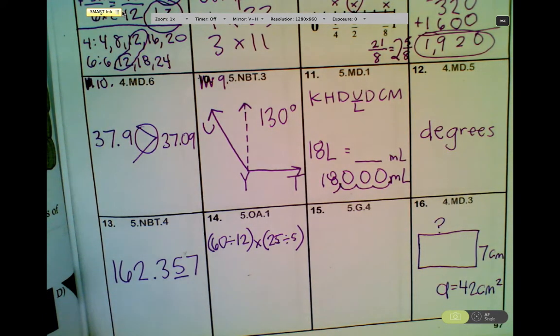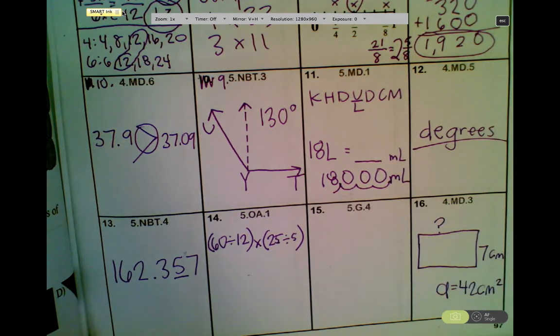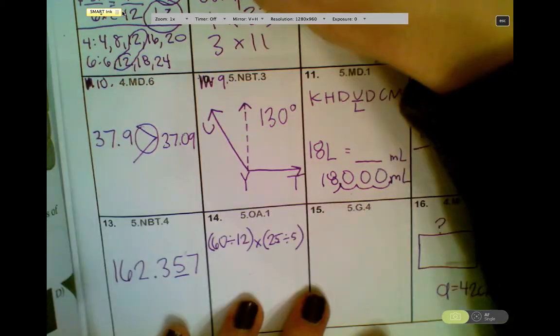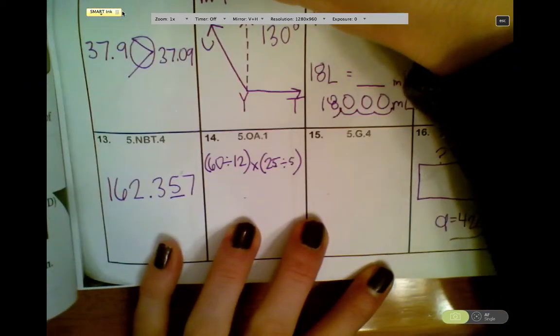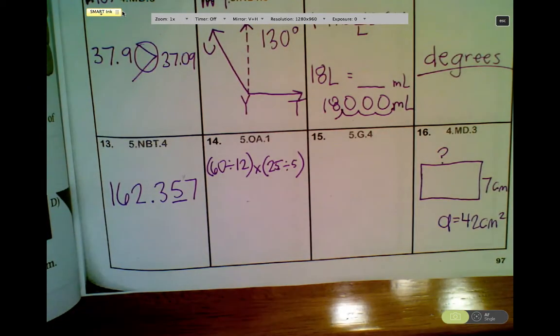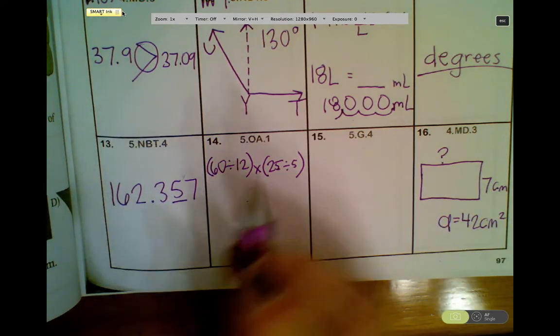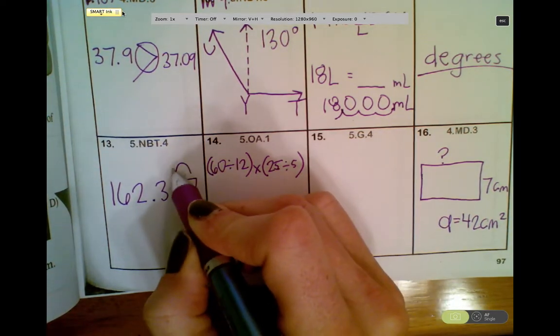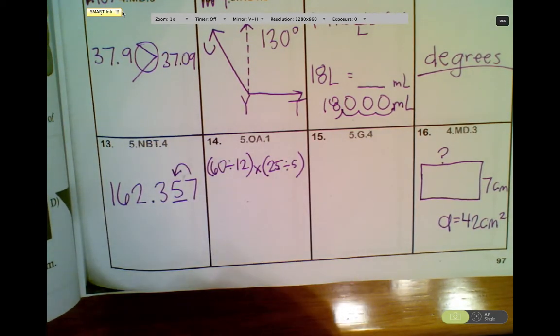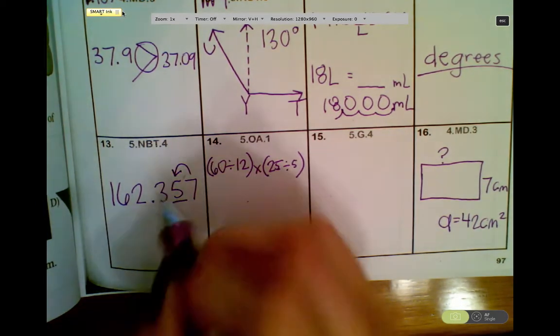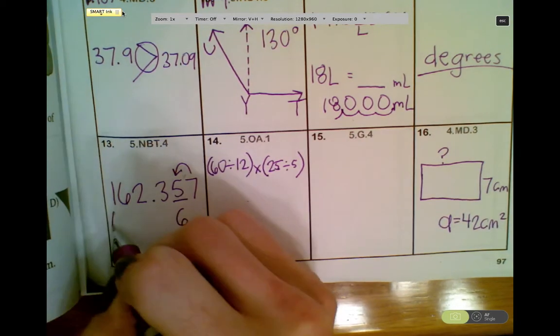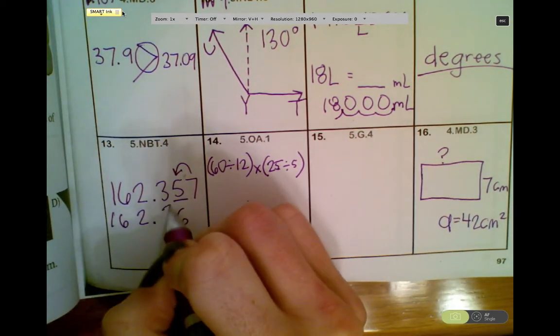Number 12, angles are measured in degrees. Some vocabulary for you. Number 13, round 162 and 357 thousandths to the nearest hundredth. The 5 is in the hundredths place. I look next door at the 7 and that tells the 5 to bump up to a 6, and everything before it stays the same.